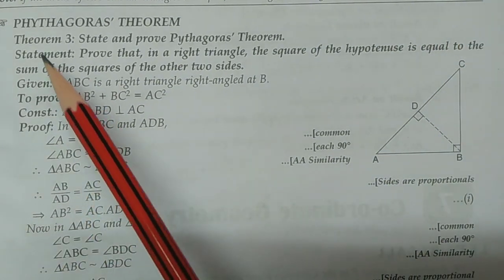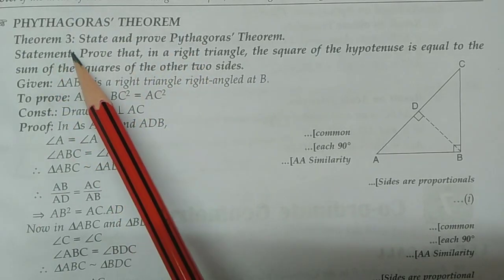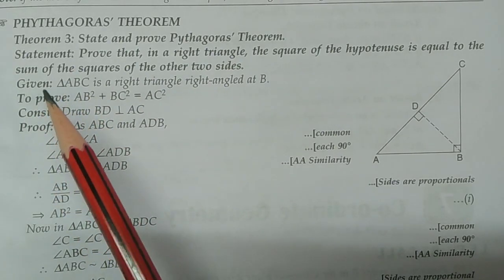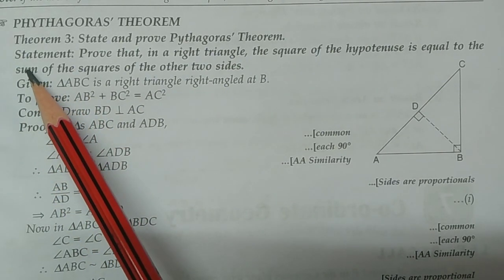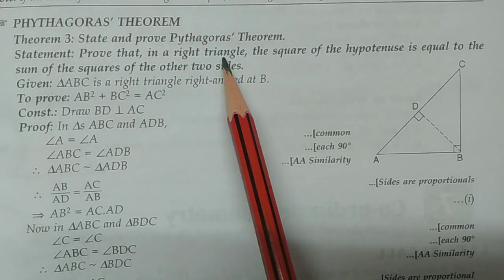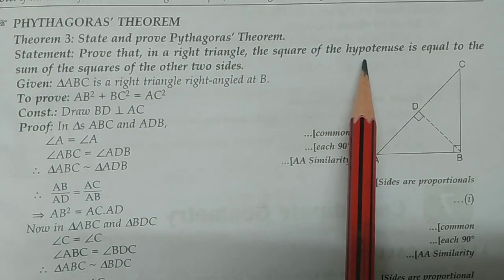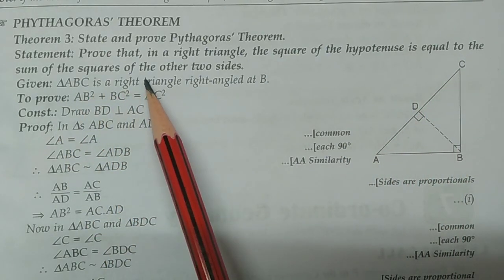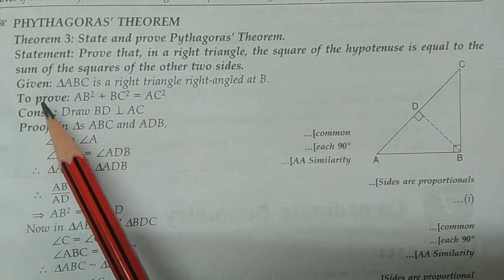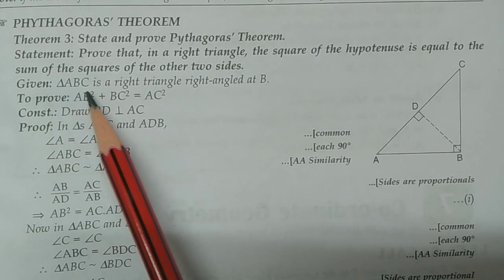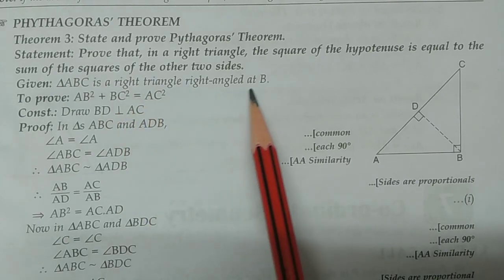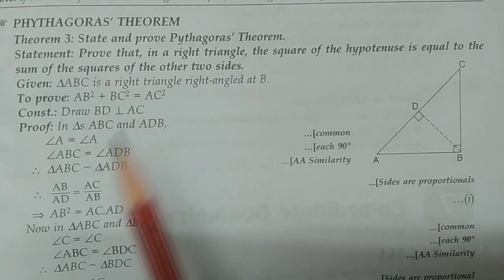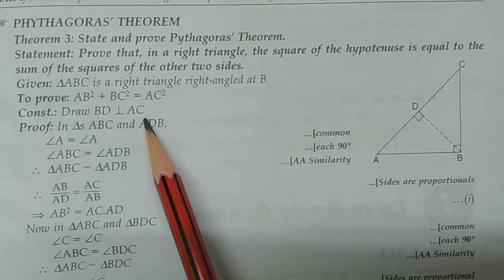Let's go to the Pythagoras theorem. Theorem 3: state and prove Pythagoras theorem. Its statement is given here: prove that in a right triangle the square of the hypotenuse is equal to the sum of squares of the other two sides. Given triangle ABC is a right triangle, right angled at B. To prove: AB square plus BC square equals AC square. Construction: draw BD perpendicular to AC.